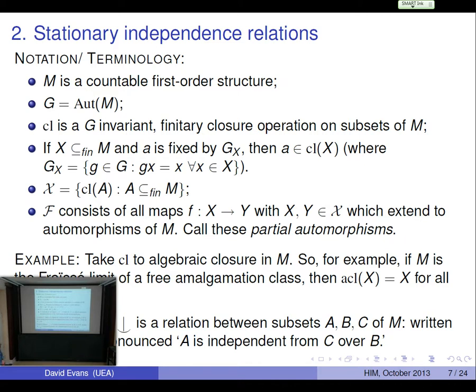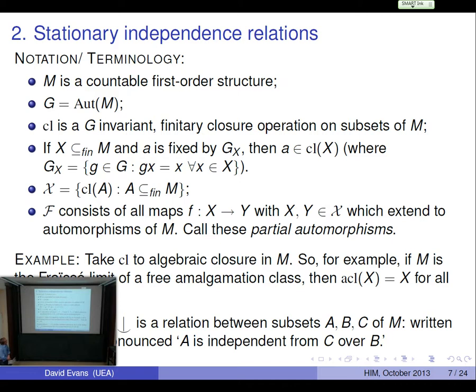And some model theorists are very adept at manipulating this sort of notion. But we're going to just treat it axiomatically. I'm not assuming anything about stability here. Okay, well, let's get on with it.